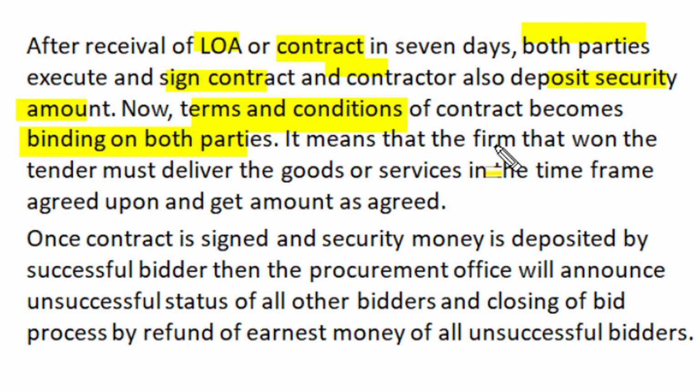It means the supplier firm that won the tender must deliver the goods or services in the time frame and terms and conditions as agreed upon in the tender contract, and will get paid against that supply as agreed in the tender contract. Once the contract is signed and the security money is deposited by the successful bidder, the procurement office will announce to all unsuccessful bidders their status and the closing of the bid process, with refund of earnest money to all unsuccessful bidders. And now the project will be executed as per the contract signed between the supplier and the purchase entity.